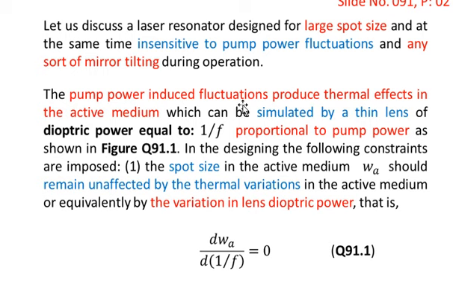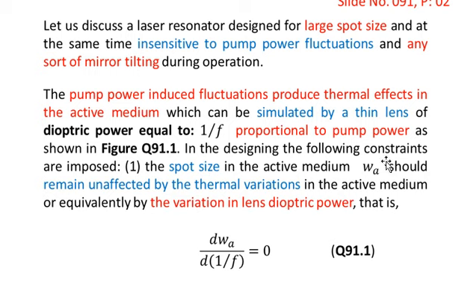The pump power induced fluctuations produce thermal effects in the active medium, which can be simulated by a thin lens of dioptric power equal to 1 over F, proportional to the pump power as shown in figure 91.1. So you see that here we are using a lens of dioptric power equal to 1 over F, and this dioptric power is set proportional to the pumping power, by which we can change the focal length of the lens. That is, we can change the dioptric power according to the allowed variations in the pump power, and this is how we can simulate our system.